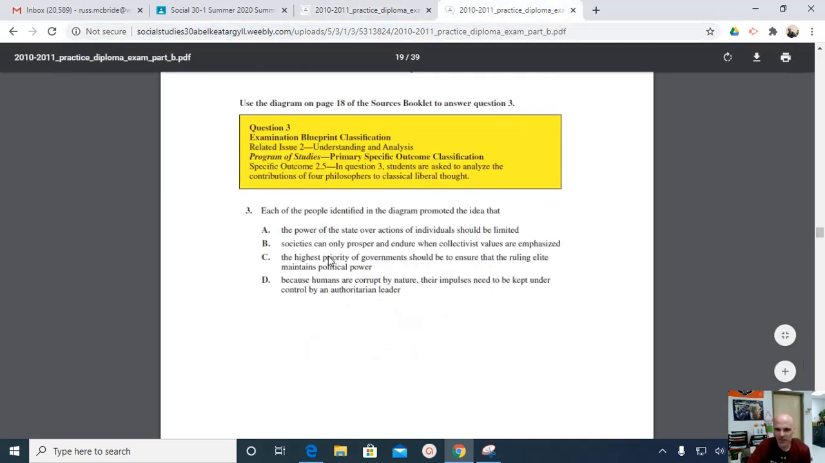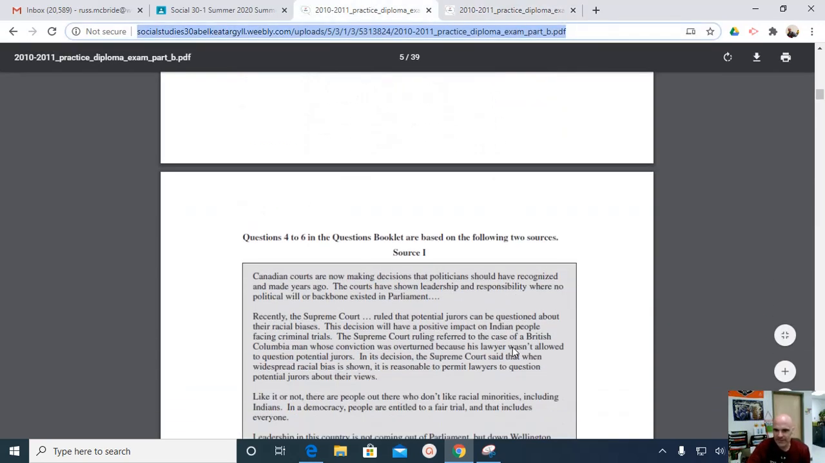That seems to be too easy. Societies can only prosper and endure when collectivists. No, they're not collectivists. The highest priority of government should be to ensure that the ruling elite maintains political power. They're not elitists. Because humans are corrupt by nature, their impulses need to be kept under control by an authoritarian leader. That's Hobbes. They're not Hobbes. A is our answer.